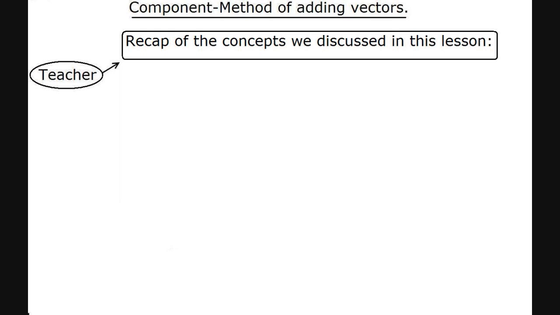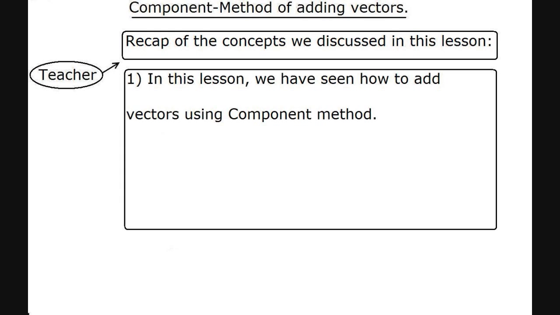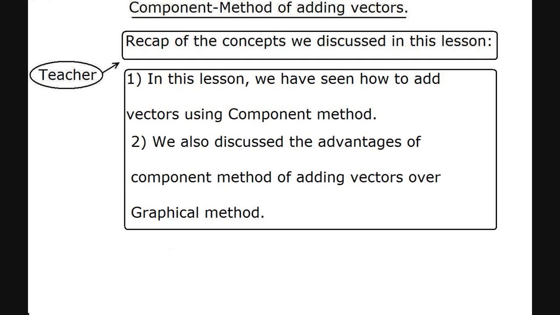Recap of the concepts we discussed in this lesson. In this lesson, we have seen how to add vectors using component method. We also discussed the advantages of component method of adding vectors over graphical method.